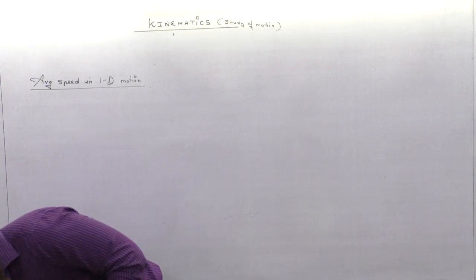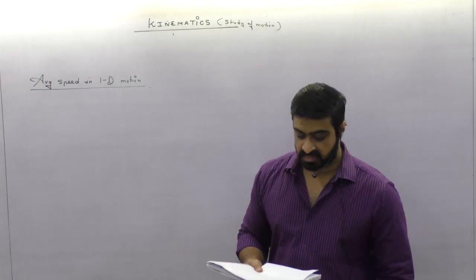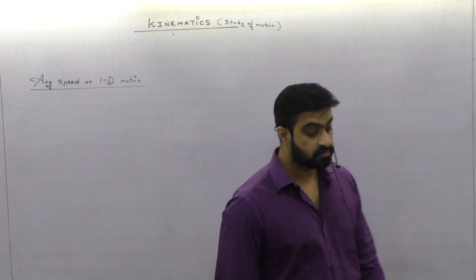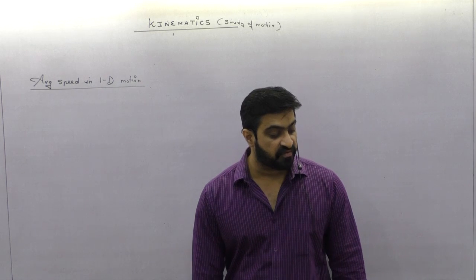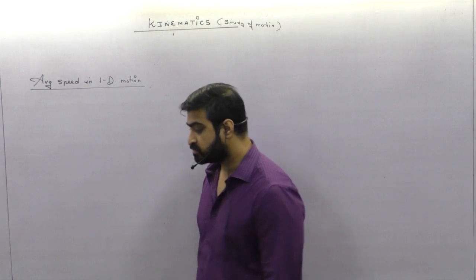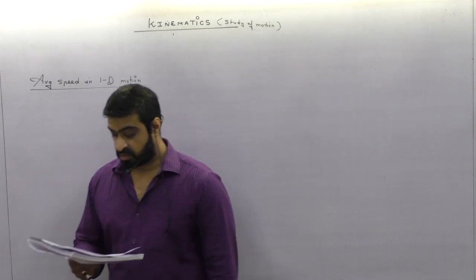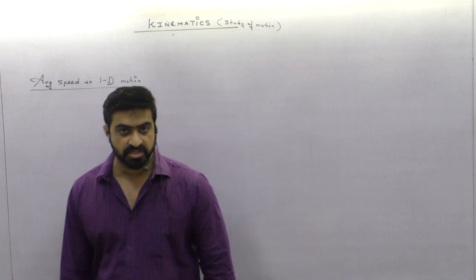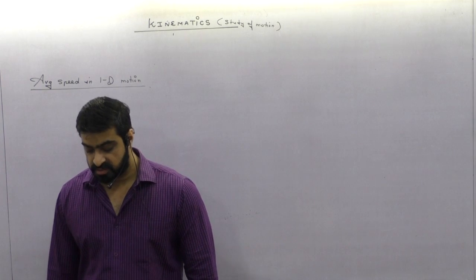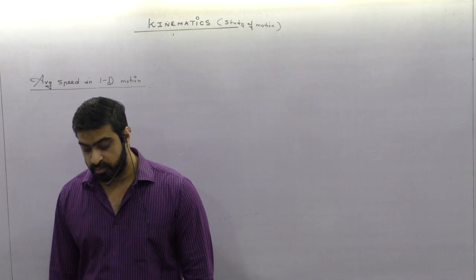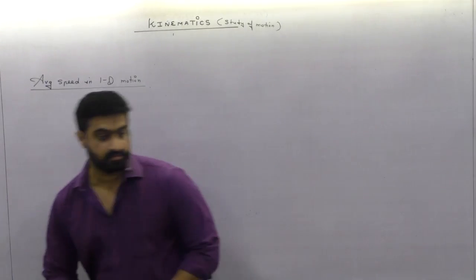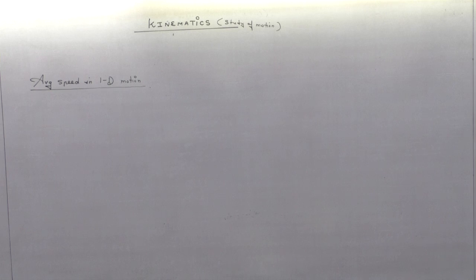Right? Question number 1. Example 1. Speed in the first half of the total distance is V1. And speed in the remaining half of the total distance is V2. Find the average speed during the complete journey.